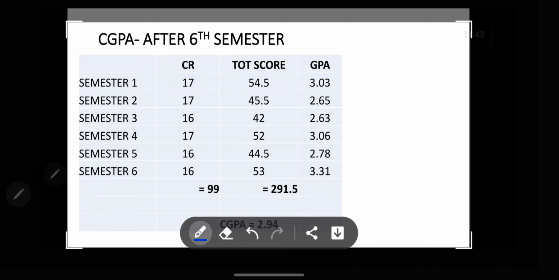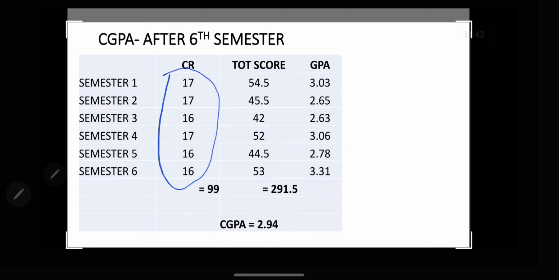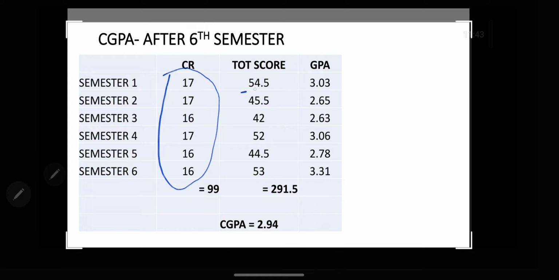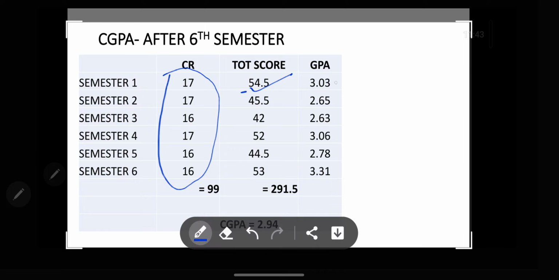So at the end of the 6th semester, you want to calculate your CGPA and what you expect on your transcript. I intentionally use this set of credit for each semester, which is what we have in the midwifery training curriculum. First semester, second semester in the midwifery training curriculum. Let us assume that in the first semester you got 54.5, and this was your GPA.